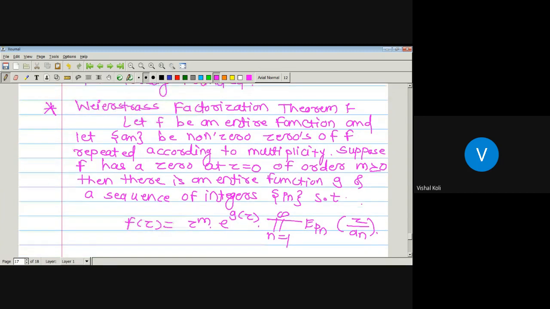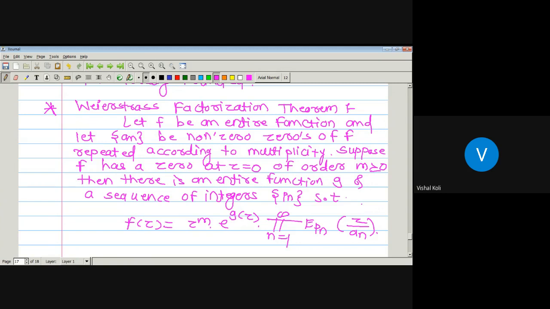What is its statement? If f is any entire function, it means it is analytic on the whole complex plane, and a and b are non-zero zeros of f. They are the zeros of function f but not equal to 0, and they are repeated according to their multiplicity. And suppose f has one zero at point z equal to 0, which is of order m, where m is greater than or equal to 0, then there is an entire function small g and a sequence of integers p_n such that f of z is in this form, that is z raised to m times e to the power g of z times the product of all these values, that is E_{p_n} of z upon a_n. So this will be the Weierstrass factorization theorem.